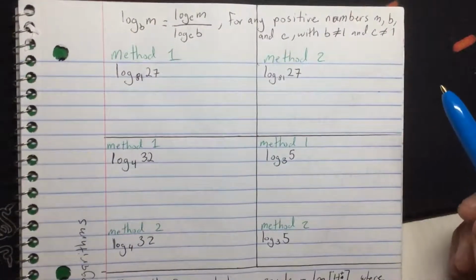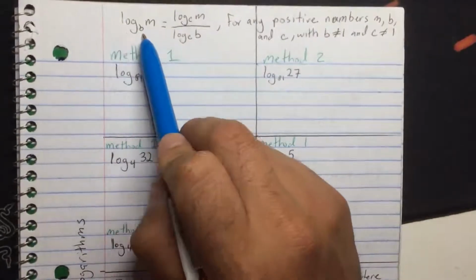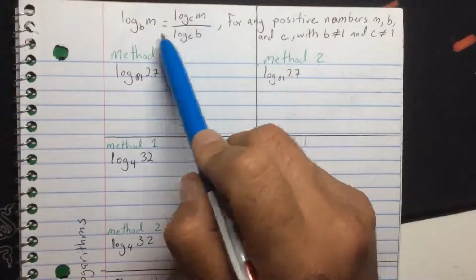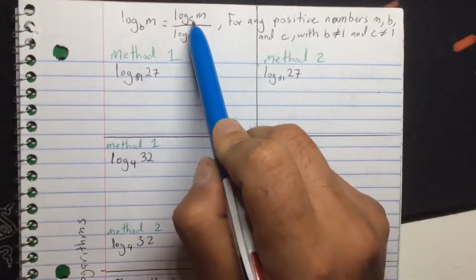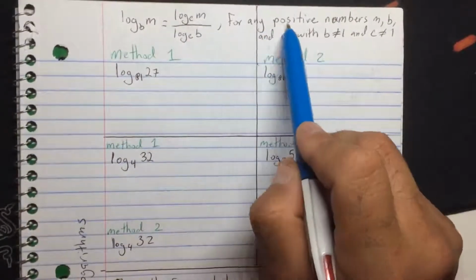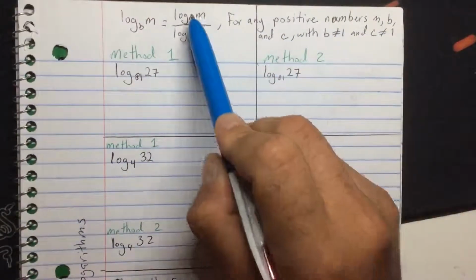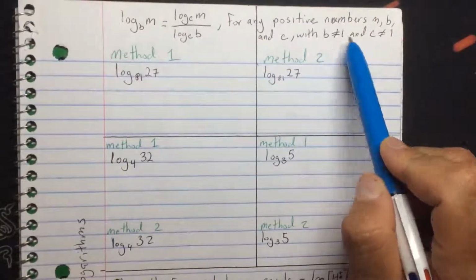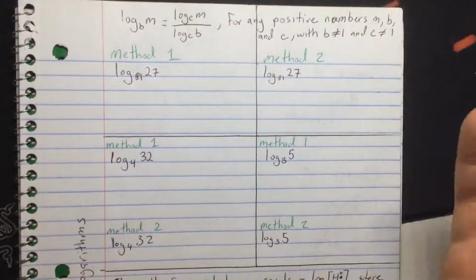Okay, so the formula we're going to be using is, if you have the log base b of m, we're going to make it equal to the log base c of m divided by the log base c of b. So if you notice here, we're implementing a new base, and for any positive number m and b, so these have to be positive, and c as well actually, but b cannot equal 1, neither can c equal 1, in order for this to work.